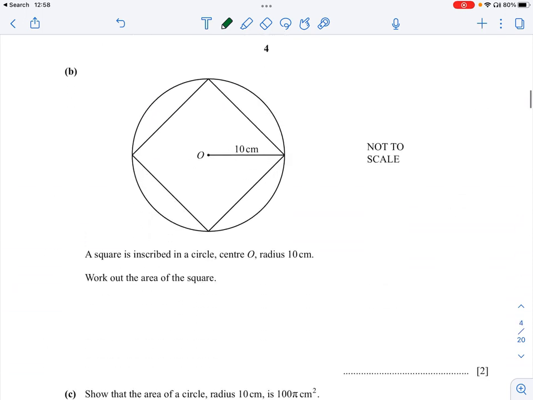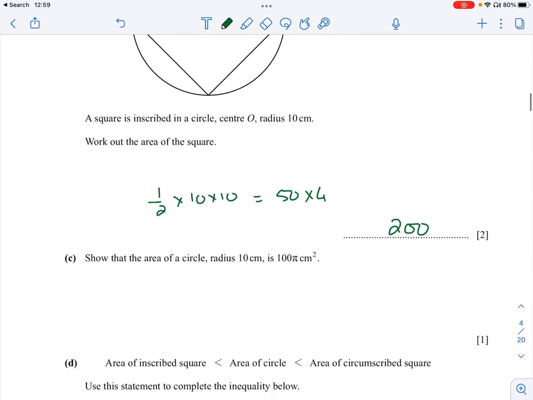Next, a square is inscribed in a circle of radius 10 centimeters. What is the area of the square? Now that's going to be 10. So what am I going to do with it? This is also going to be 10. So half base times height: 10 times 10 is 100, divided by 2 is 50. But there are 4 such triangles. 50 times 4 is nothing but how much? 200. That's going to be the area of the square.